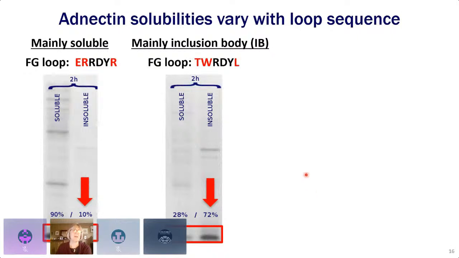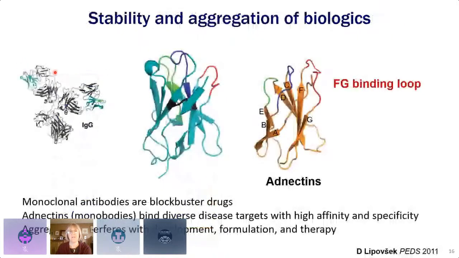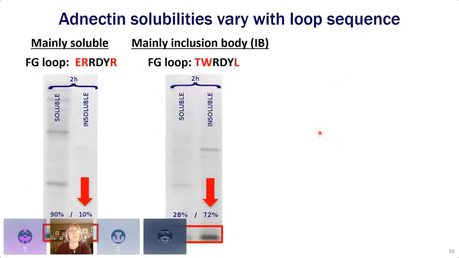What we found was that when we made different ADNectins that varied only in the loop sequence, this FG loop sequence, we got a really big change in inclusion body formation. Here you can see on the left is a loop. We have 3 residues changed that are shown in red. And here we have only 10% soluble protein, whereas with this loop sequence, we have 72% soluble protein.